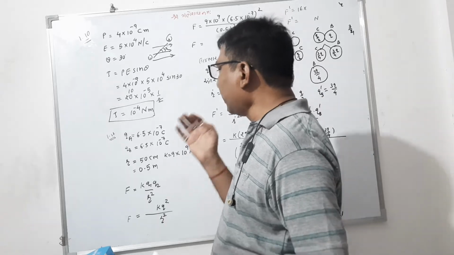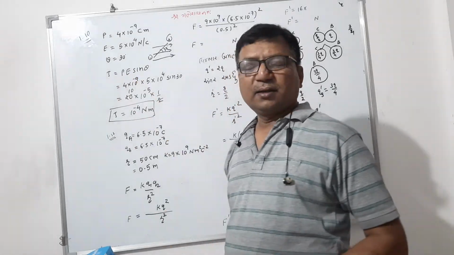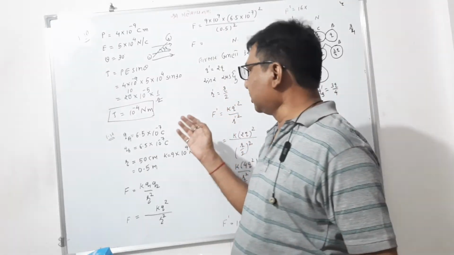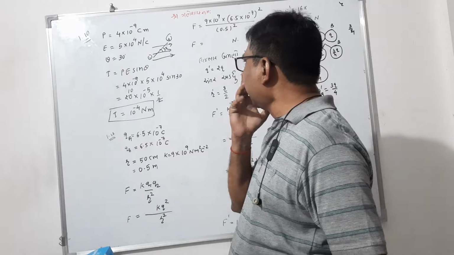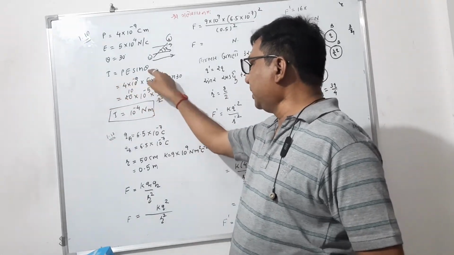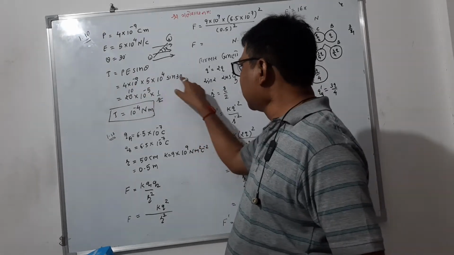So it is very simple, if you memorize the formula for the torque on a dipole. Torque is equal to P E sin theta. P is here, E is here, and theta is 30.